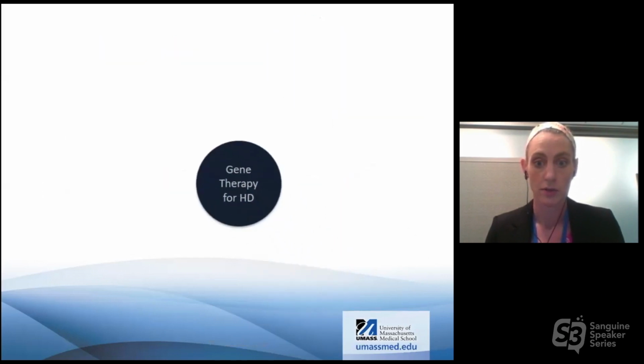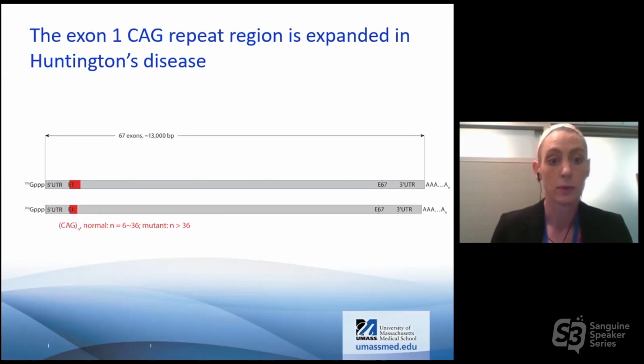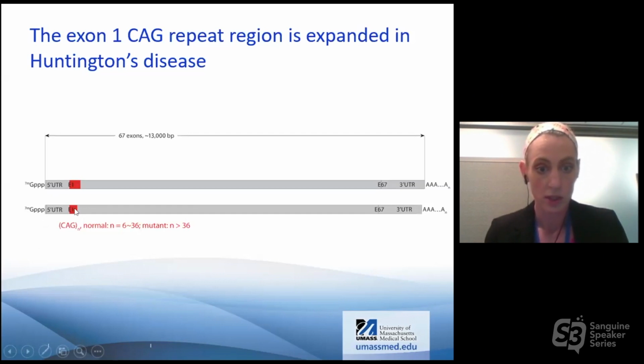So gene therapy for HD, where are we right now? Huntington's disease is caused by a repeat expansion, a CAG repeat expansion in the Huntington gene. And this repeat expansion is down here in exon 1. So normally it's less than 36 repeats of CAG. So CAG, CAG, CAG, 36 times. In patients, it's greater than 36 CAGs. And so this is a really large gene. You have a small change down here, and that causes disease.